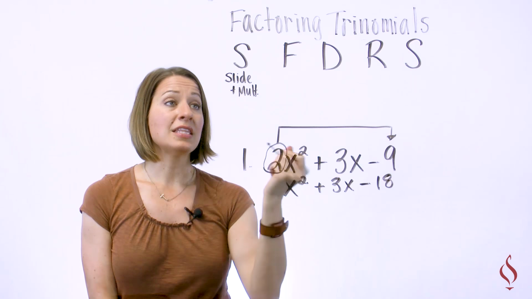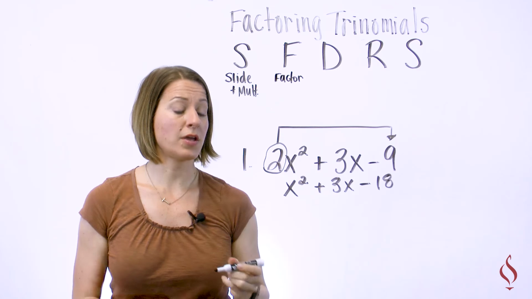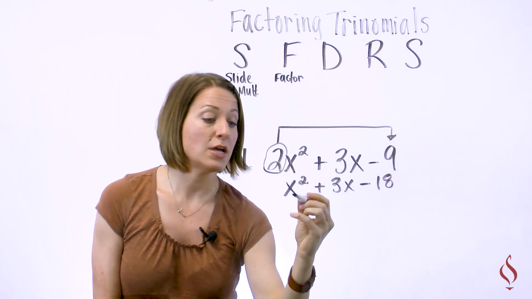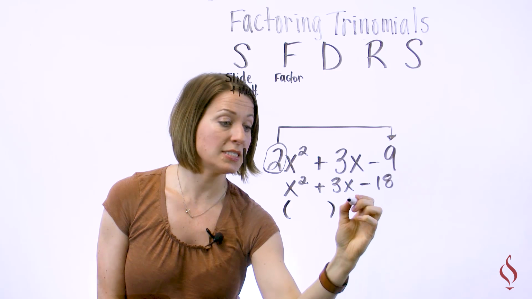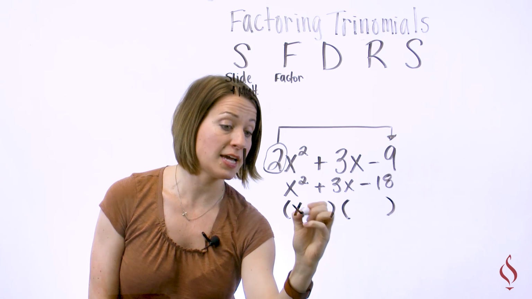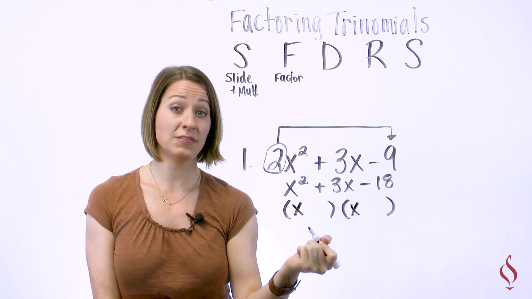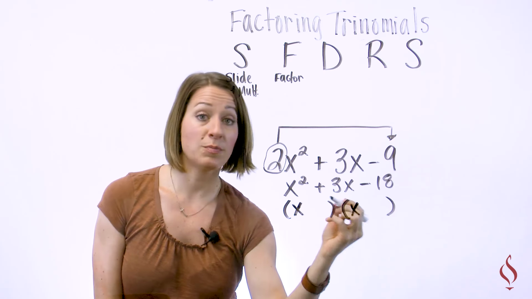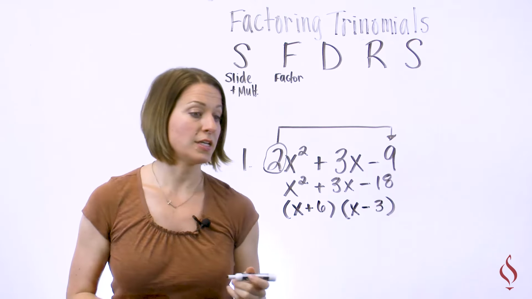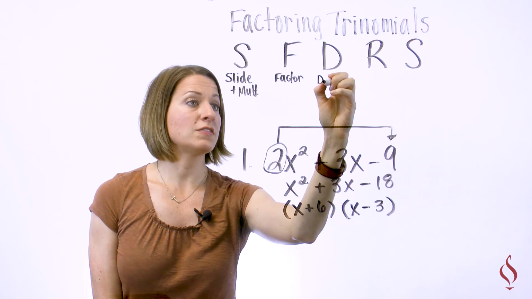The F stands for factor. Now I want you to factor this basic trinomial. How we do that is draw 2 parentheses. We're going to unfoil it, and so this is x and x. And then 2 numbers that multiply to -18 and add to +3 would be +6 and -3. All right, D stands for divide.